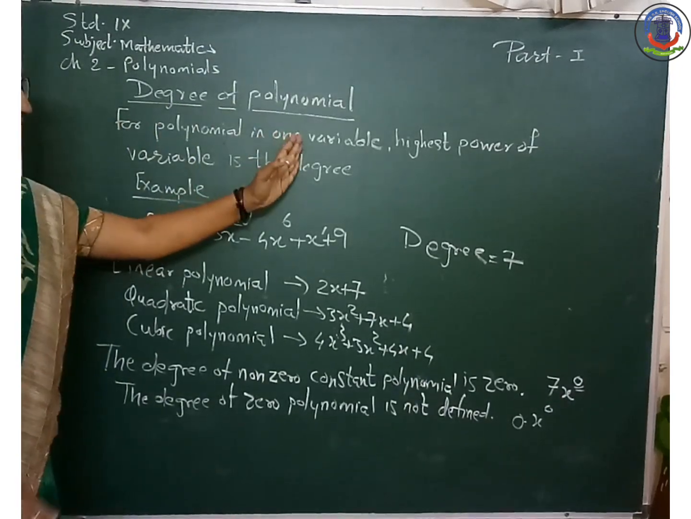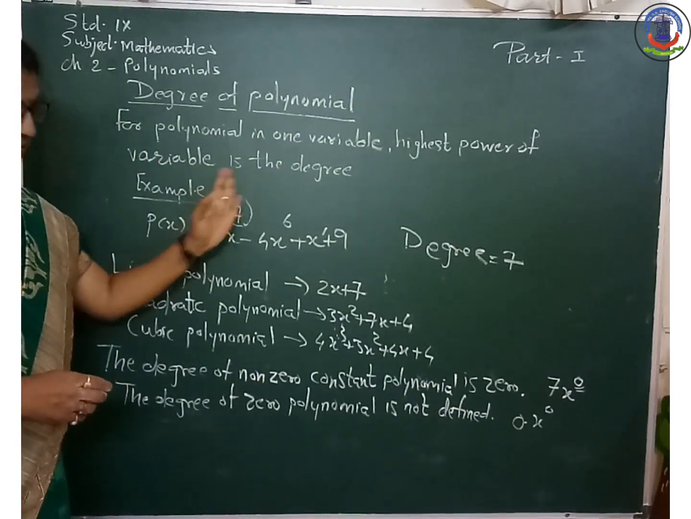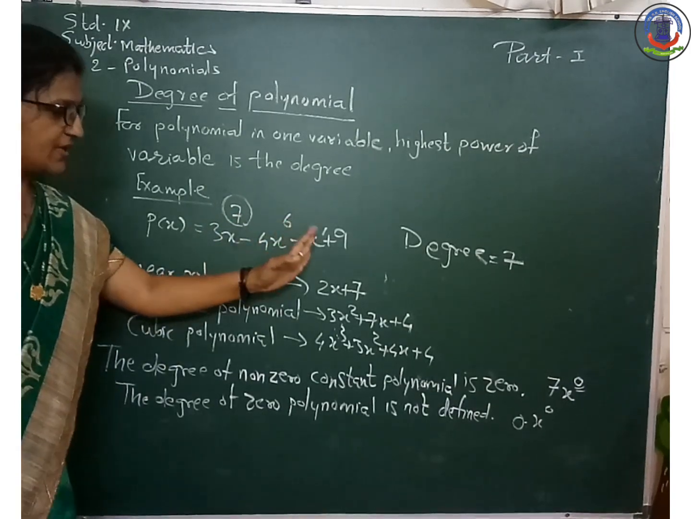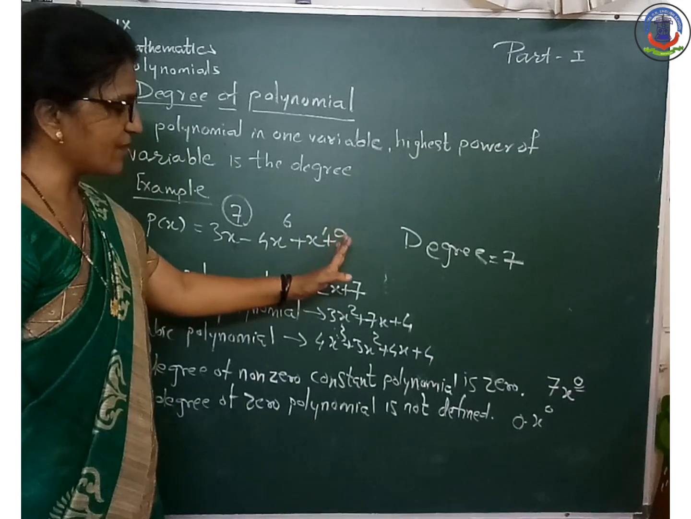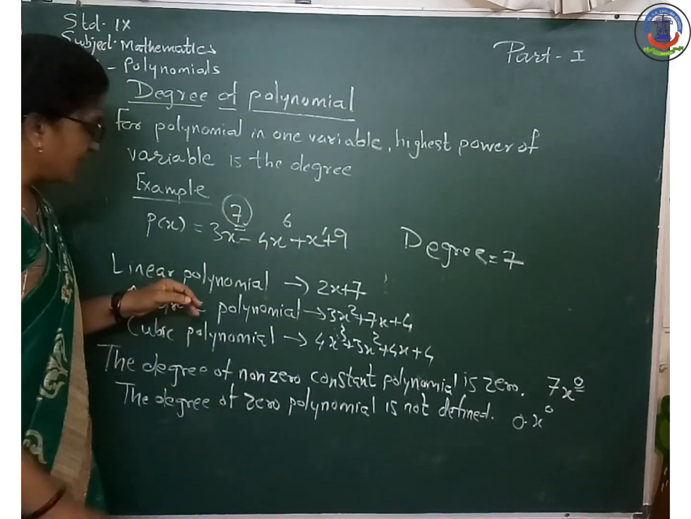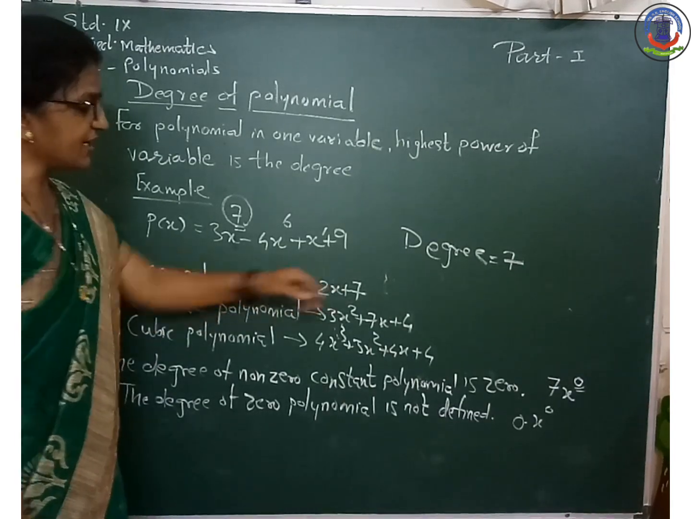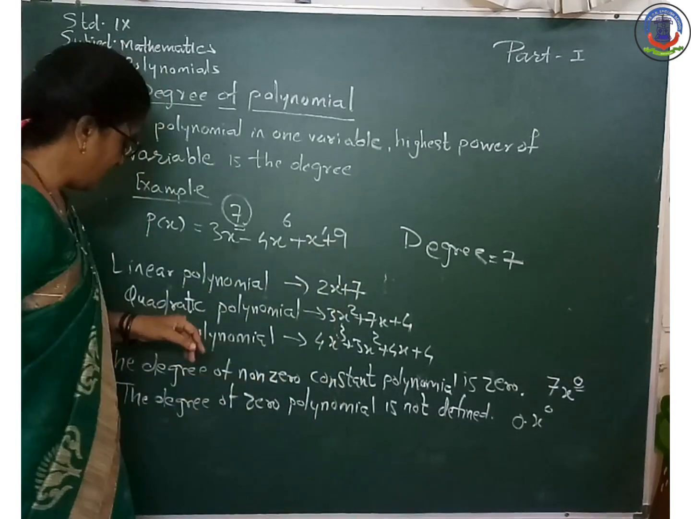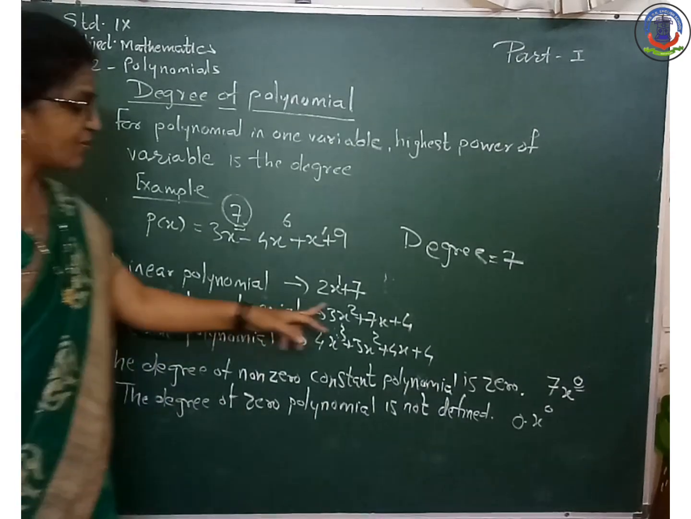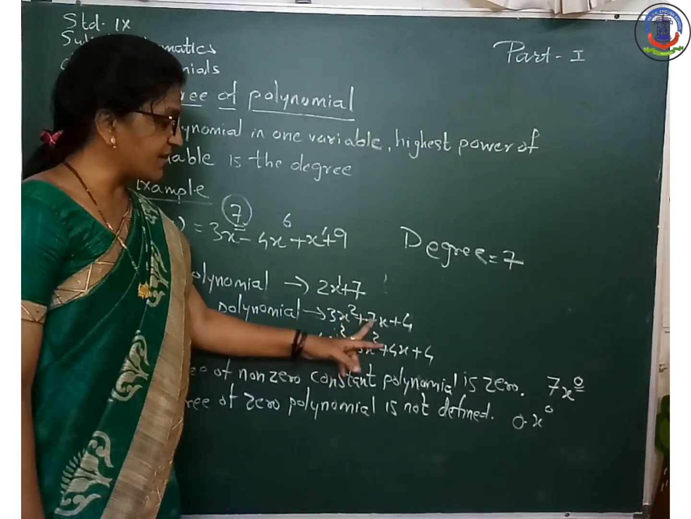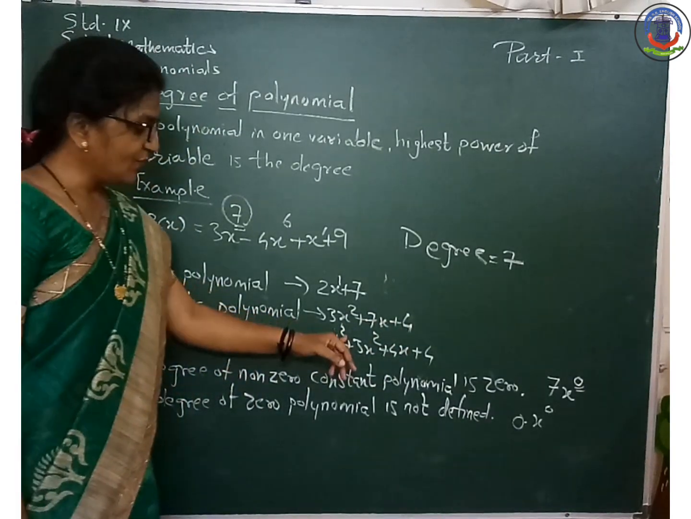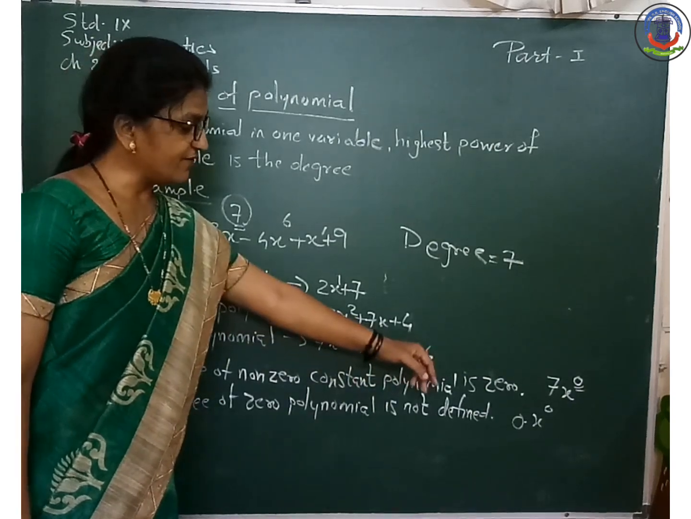Now we will once again revise it. For a polynomial in one variable, the highest power of the variable is the degree. Given the example 3x raised to 7 minus 4x raised to 6 plus x raised to 1 plus 9, the degree is the highest power, that is 7. Linear polynomial means the degree is 1, 2x raised to 1. Quadratic, the word itself suggests 2, so the degree of the polynomial is 2, that is 3x square plus 7x plus 4. Cubic polynomial means degree 3, 4x cube plus 3x square plus 4x plus 4.